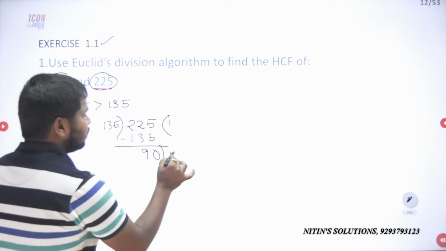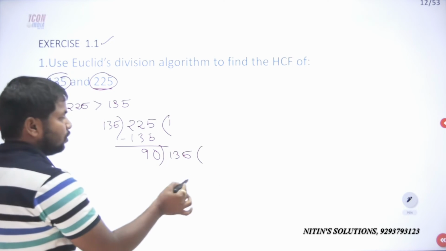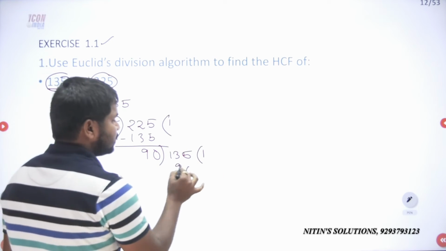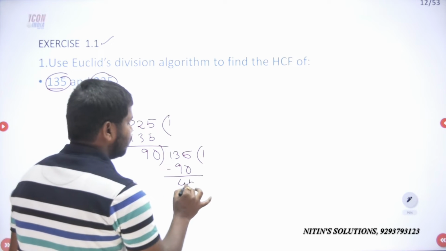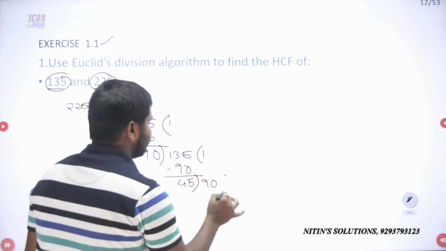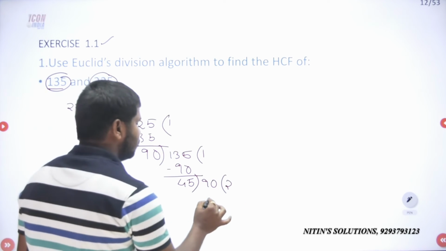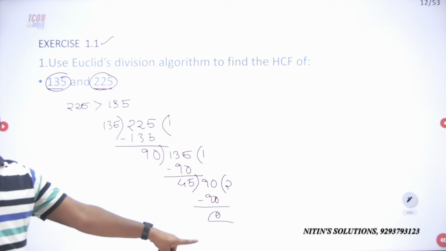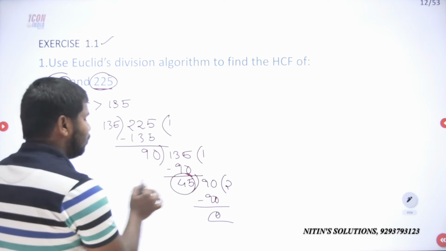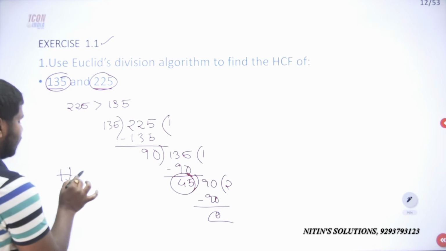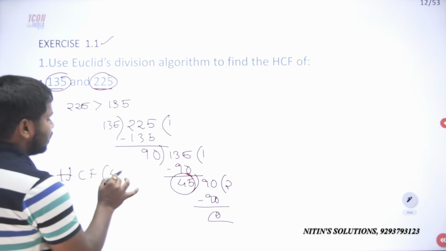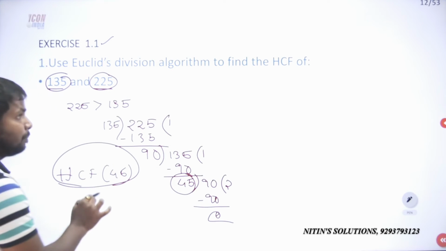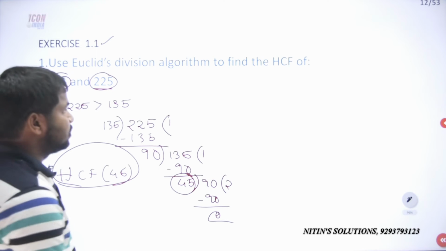So now divide 135 by the number 90. 90 ones are 90. By subtracting, I am getting 45. Now divide 90 by 45. 45 twos are 90. By subtracting, here I am getting 0. Now as I got 0, HCF is 45.